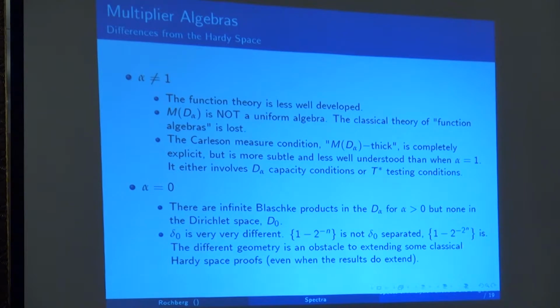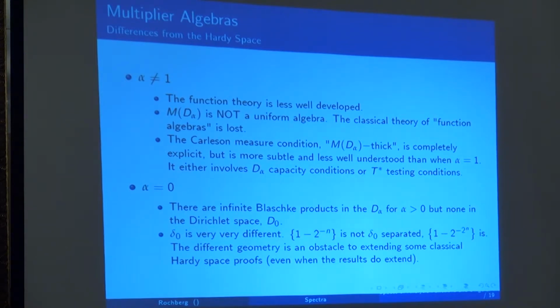Also, by the time you get down to alpha equals 0, the geometry associated with this intrinsic metric has really changed quite fundamentally. For the Hardy space, 1 minus 2 to the minus n is a separated sequence and is an interpolating sequence of the Hardy space. That's not true for the Dirichlet space. The kind of separation you need for the Dirichlet space is 1 minus 2 to the minus 2 to the n. So it's, in some sense, an order of growth going to the boundary in a faster order of growth in a way that's hard to put into words.